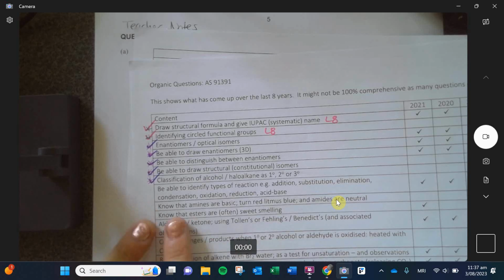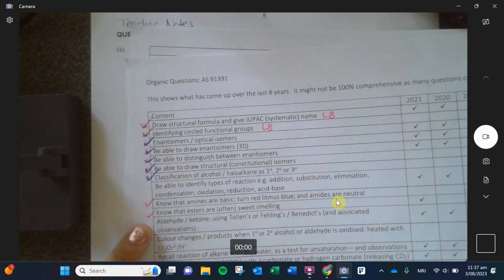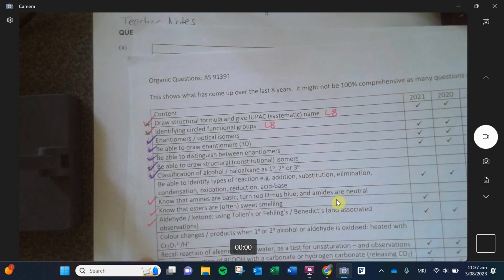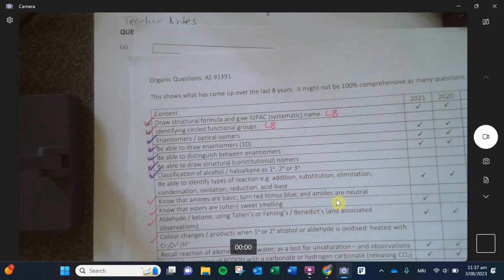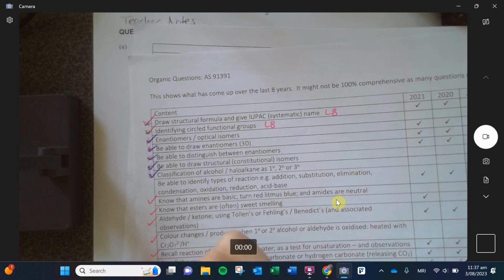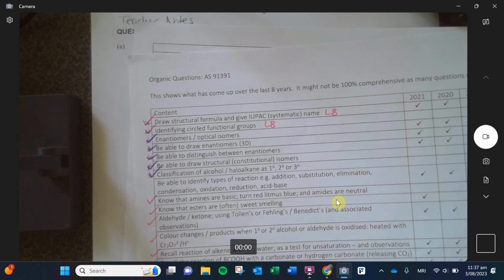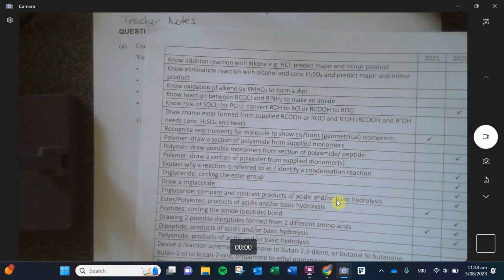So I'm not taking that off right now, but we are looking at things like knowing amines are basic, amides are neutral, esters are sweet smelling. So these are all identification things. This one's the aldehyde and ketone. This one's talking about color changes with the types of alcohols. This one's talking about the bromine water. This one is the carboxylic acid identification, the acid chloride identification. And I think that's it for the identifications right now. Looking at that, let's see what's on the next page. I think these are all conversion questions.